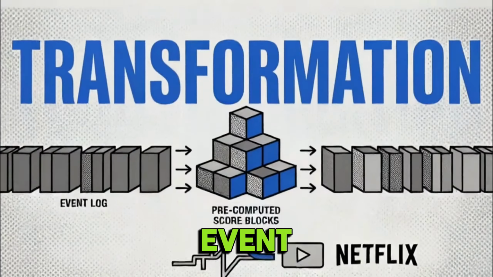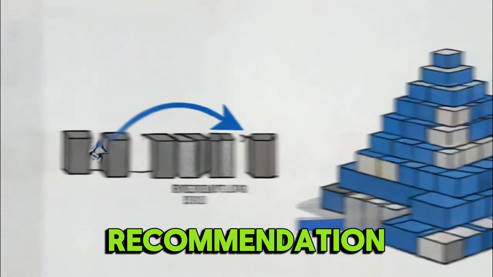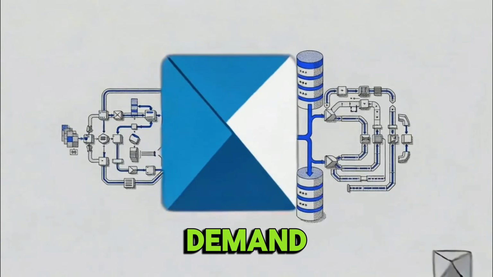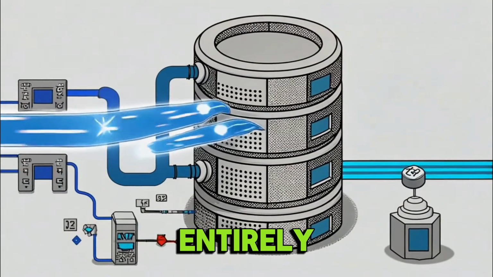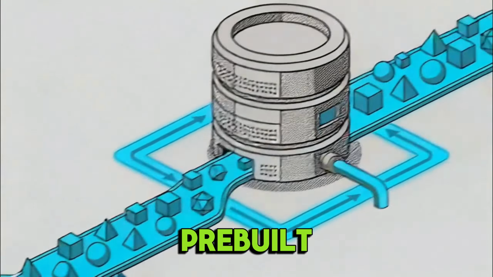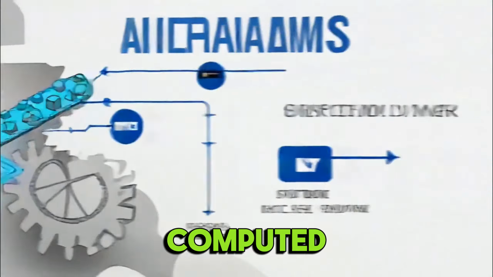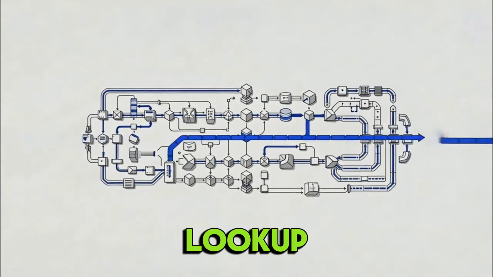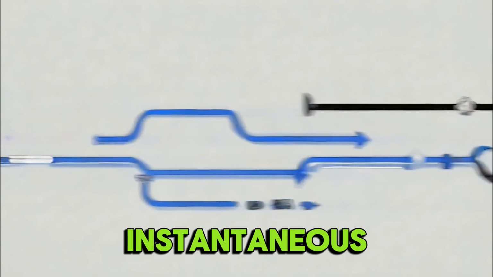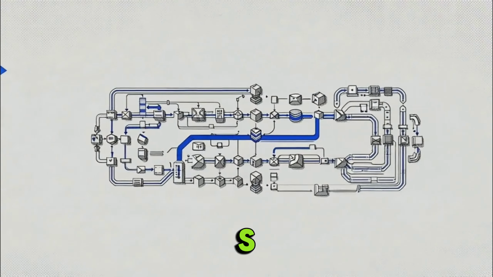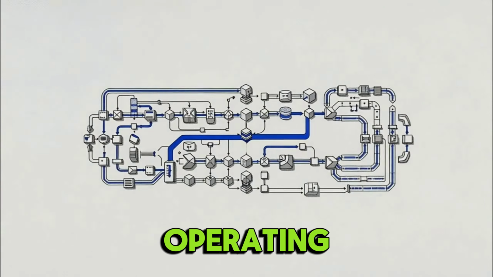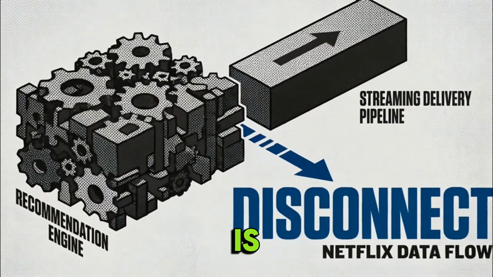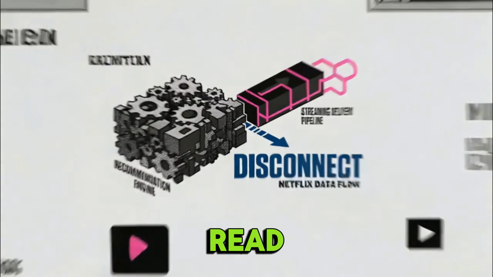This is a read-heavy workload with extremely aggressive latency requirements. By projecting the event log into pre-computed recommendation scores stored in a distributed cache, Netflix eliminates on-demand computation from the read path entirely. The query side returns pre-built personalization data that was computed asynchronously in the background. The read path is just a cache lookup. It is nearly instantaneous. This is the CQRS design pattern in microservices operating at its most powerful. The computational complexity is completely decoupled from the read latency.